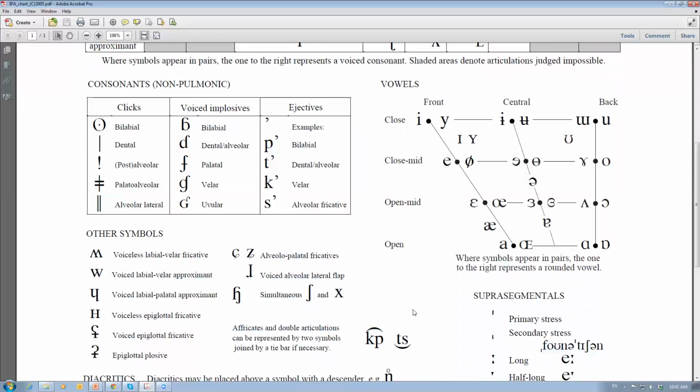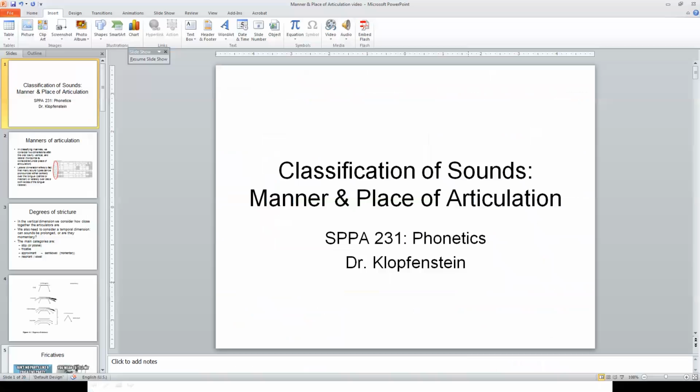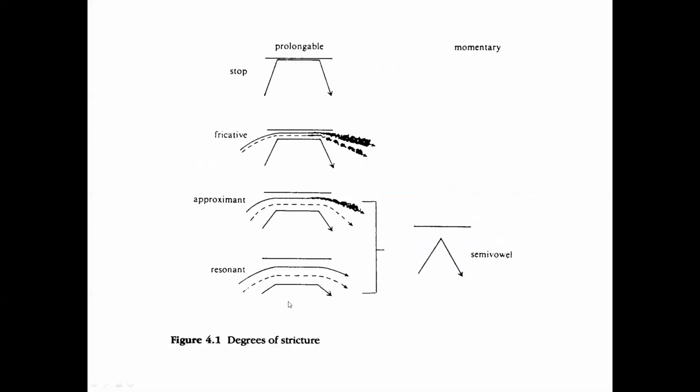All right, and finally, in terms of manner or how things are produced, we have that resonant category that pretty much means vowels. That is something that we will be talking about pretty soon. We'll get into more detail about vowels. Oh, I want to get back to my slide.